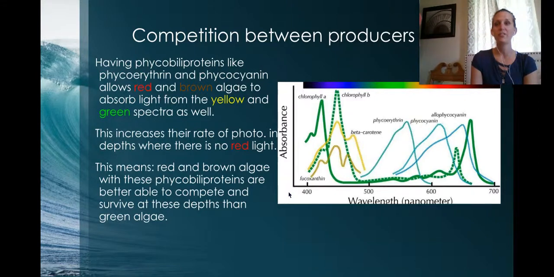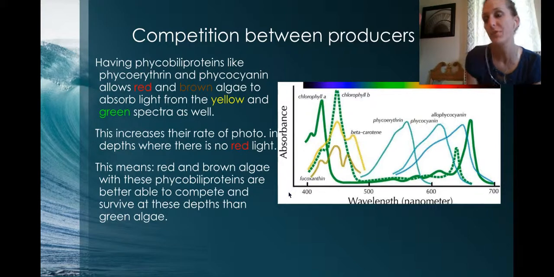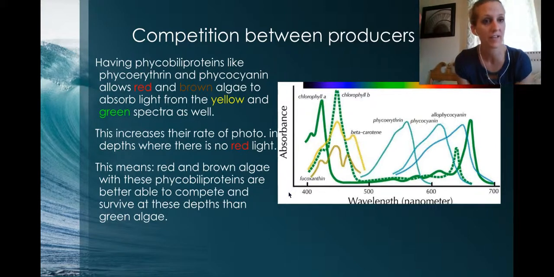A lot of your questions say, make sure you reference competition. That's important. That is a very important thing between your primary producers, the depth they can live in based on what they have inside of them that's allowing them to live at such depths.